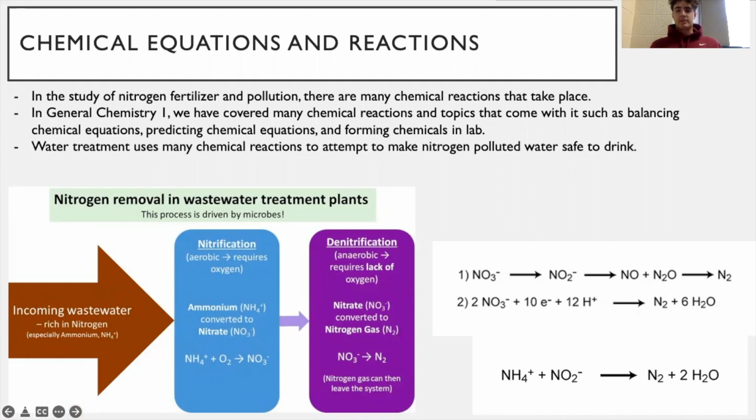Chemical equations and reactions. In the study of nitrogen, fertilizer, and pollution, there are many chemical reactions that take place. In General Chemistry 1, we have covered the many chemical reactions and topics that come with it, such as balancing chemical equations, predicting chemical equations, and forming chemicals in lab. Water treatment uses many chemical reactions to attempt to make nitrogen polluted water safe to drink, as you can see here.